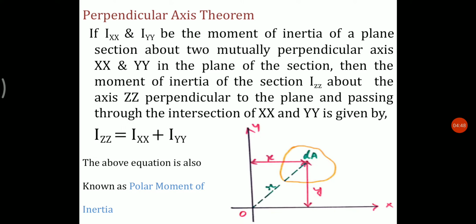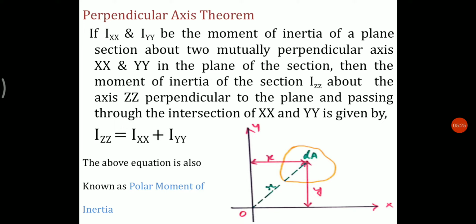Now let us understand perpendicular axis theorem. If Ixx and Iyy be the moment of inertia of a plane section about two mutually perpendicular axes xx and yy in the plane of the section, then the moment of inertia of the section Izz about the axis zz perpendicular to the plane and passing through the intersection of xx and yy is given by Izz is equal to Ixx plus Iyy. The above equation is also referred to as polar moment of inertia.